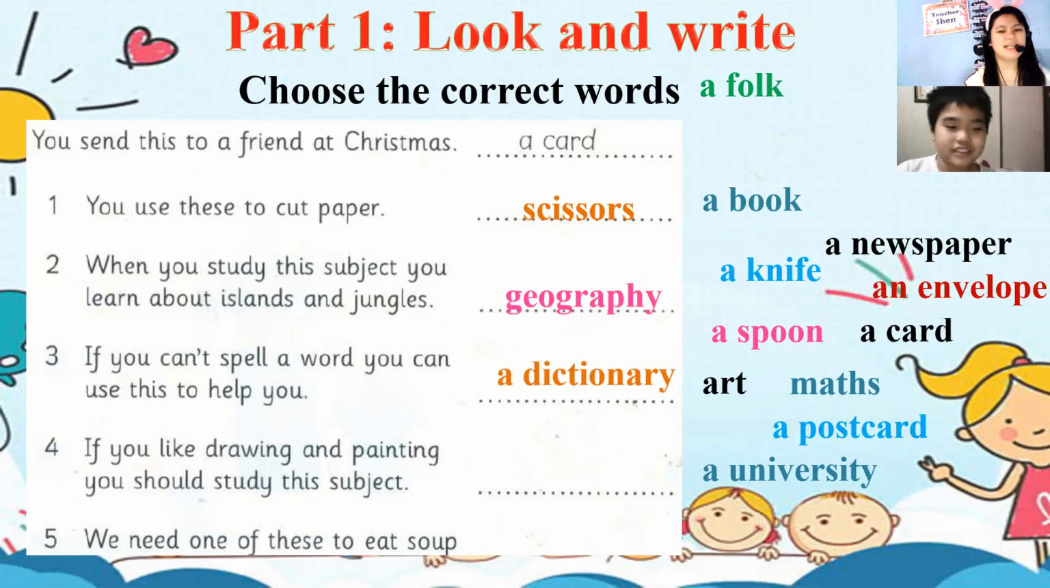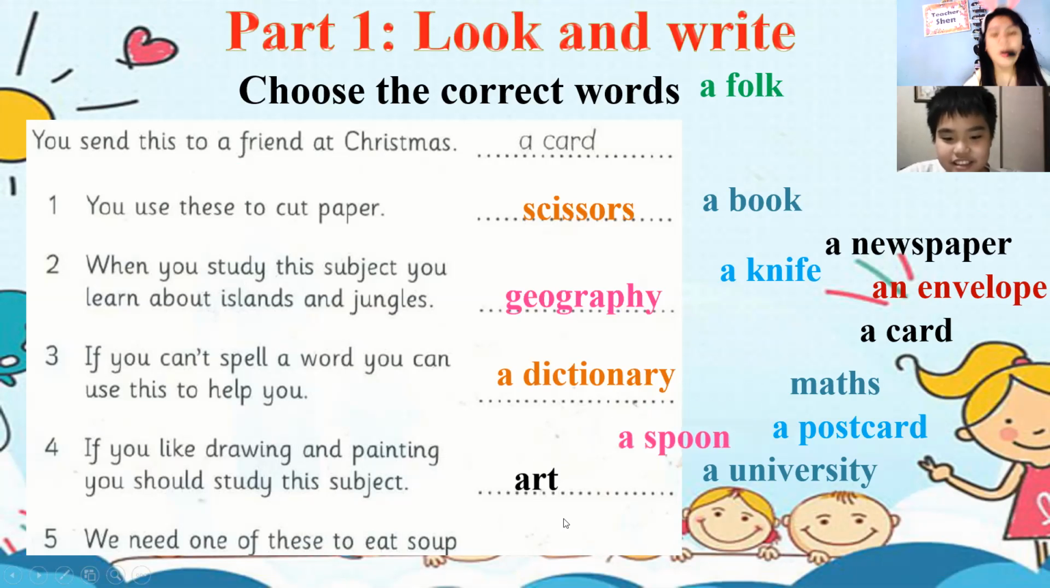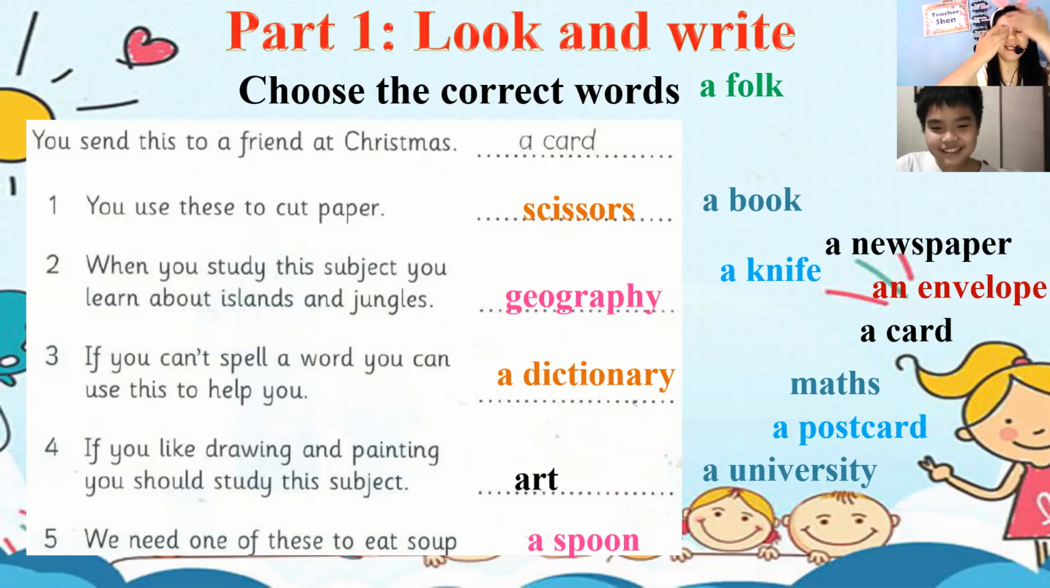It's a dictionary. Now, if you like drawing and painting, you should study this subject. What is that? Art. Number five, we need one of these to eat soup. A fork? No, it's a spoon. Soup is liquid, right? That's why we need a spoon. Okay, now for this activity, you got 4 out of 5. Good job with that.